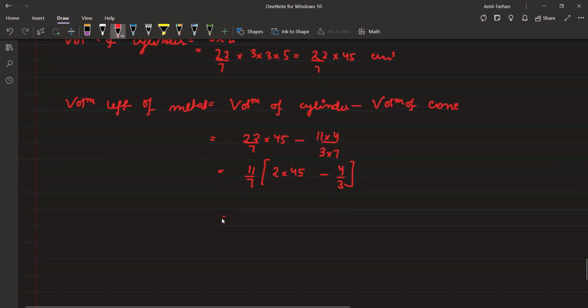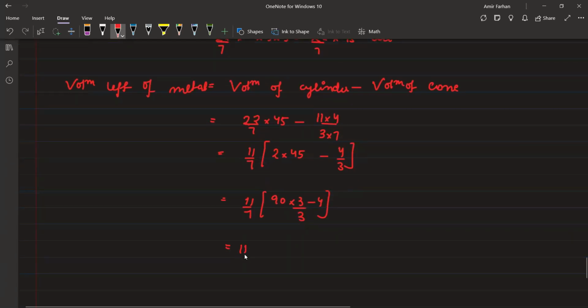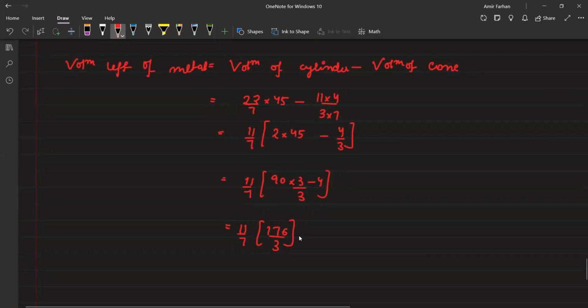Okay. 11 by 7, 90 into 3 minus 4 divided by 3. Clear? So what is left is 11 by 7 into 90 into 3, 180, and 180 minus 4 is 176 by 3. Clear? So 11 into 176 by 21 centimeter cube is the volume left.